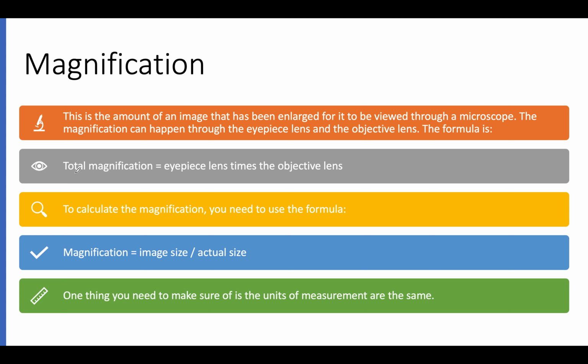In my next video, I'm going to go through some exam questions which will help you with magnification and microscopy. One of the most important things you need to know is you need to make sure the units of measurement are the same. This is a vital thing, and this is how people lose marks in questions with microscopy, because they always forget the units.